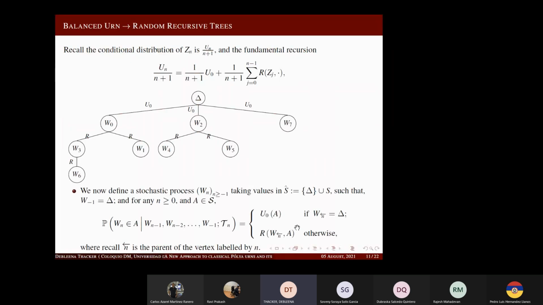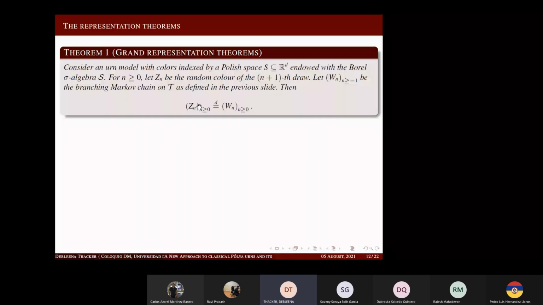See, the branching Markov chain, let's go back. So the branching Markov chain is guided by the Markov kernel R. Therefore, the associated Markov chain is related to the urn model via the branching Markov chain. So that's exactly what our result is.